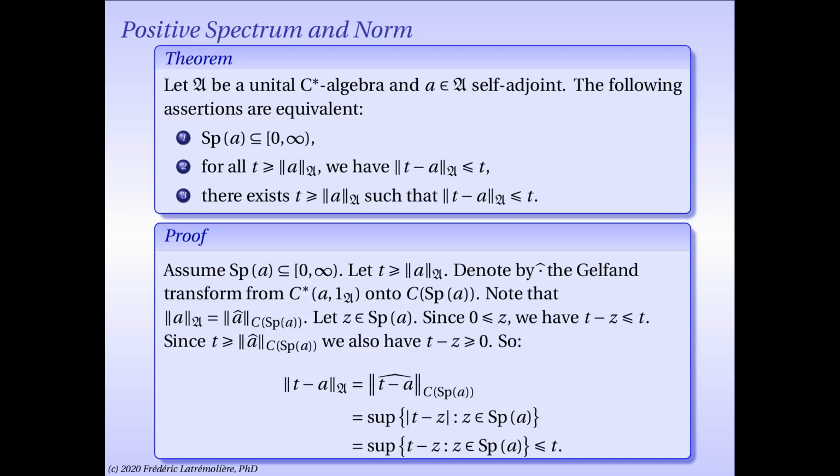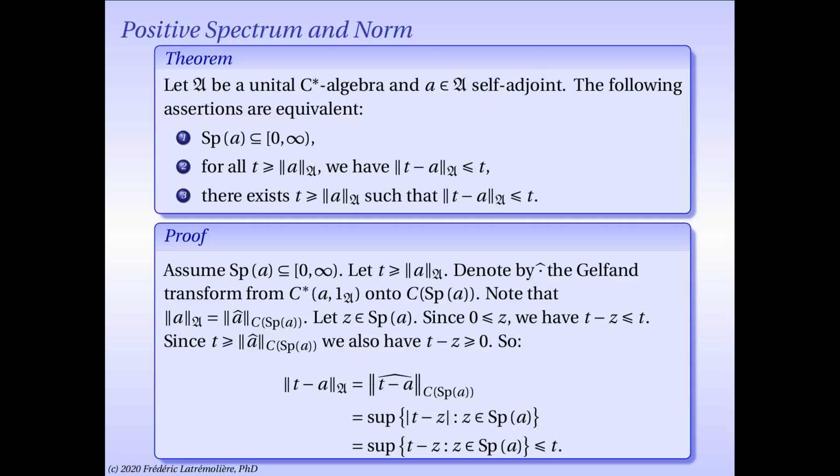Let's pick z, a point in the spectrum of A. By assumption 1, z is positive, so we have t minus z is less or equal than t. But on the other hand, t was chosen greater or equal than the norm of A, which is equal to the norm of the Gelfand transform of A, and that's a supremum norm. So it is the supremum of the modulus of all the values in the range of the Gelfand transform of A, which here is, of course, equal to the spectrum of A. All right. So that means that since z is in the spectrum of A, in other words, that's an arbitrary point in the range of the Gelfand transform of A, then by assumption, t is greater or equal than z. In other words, t minus z is positive.